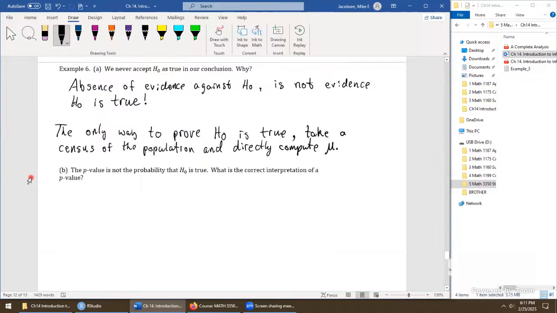And part B, well, at least one thing we can say here is the p-value is never the probability that H naught is true, so that helps us out. We can now say what is the correct interpretation of p-value once and for all right here. Again, p-values are tricky themselves. We want to think of what is the process of conducting a p-value or computing one. You immediately assume that null hypothesis is true.